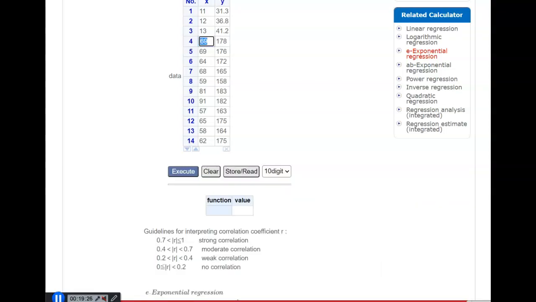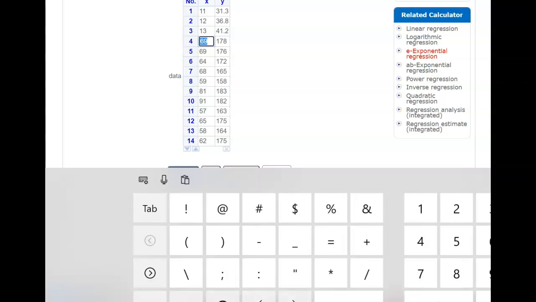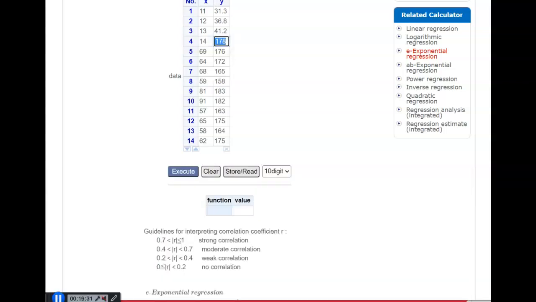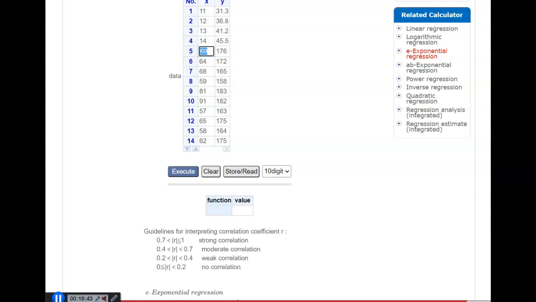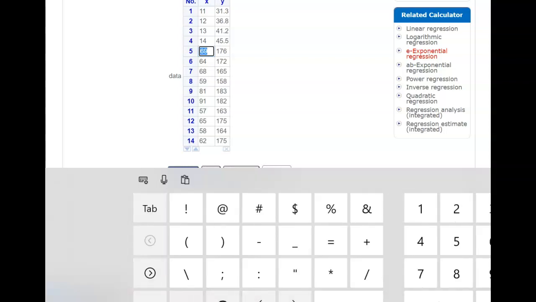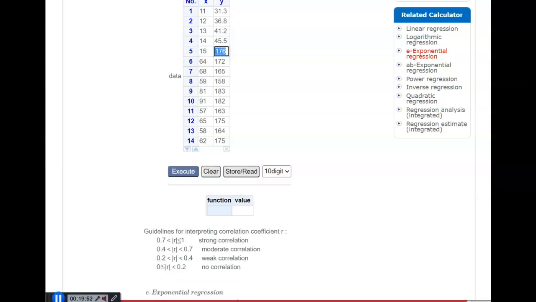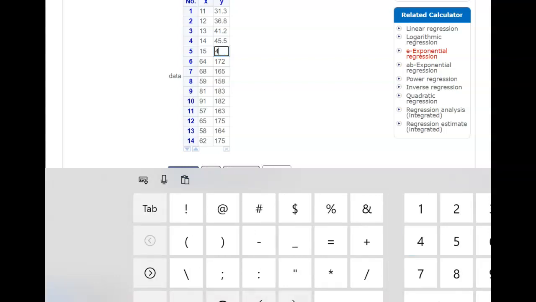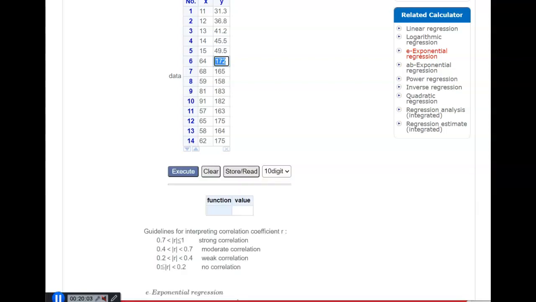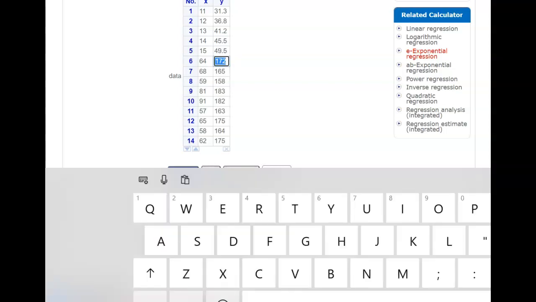Then for the next year, it will be 2014, so we only enter 14. And then here we will enter 45.5. Then the last data point that we have will be 2015, so we just enter the number 15, and the y value is going to be 49.5. Okay, and the rest we are just going to delete them.